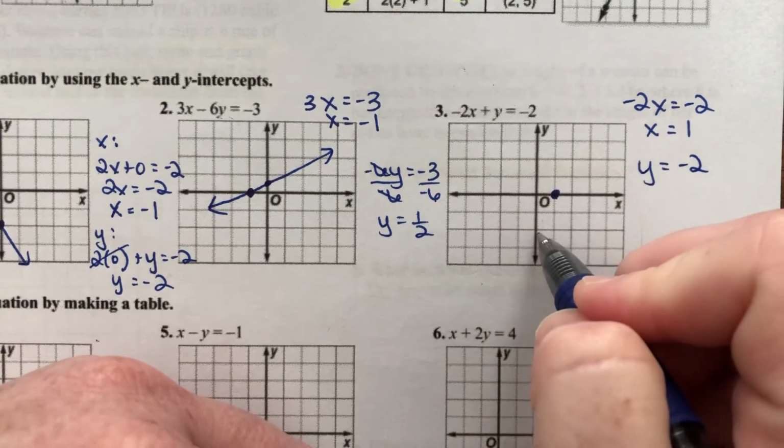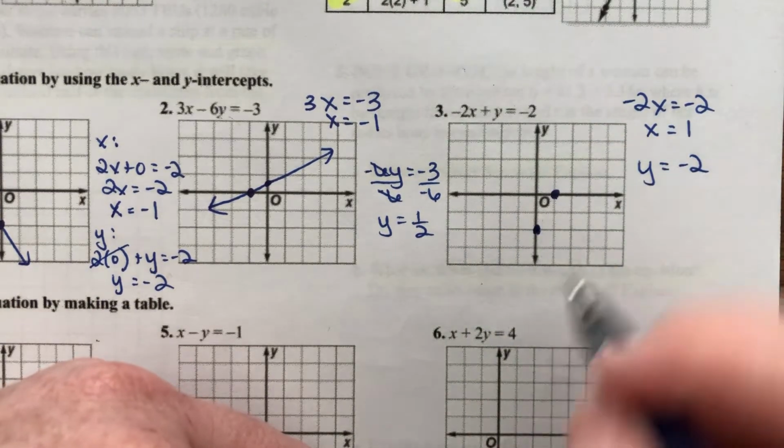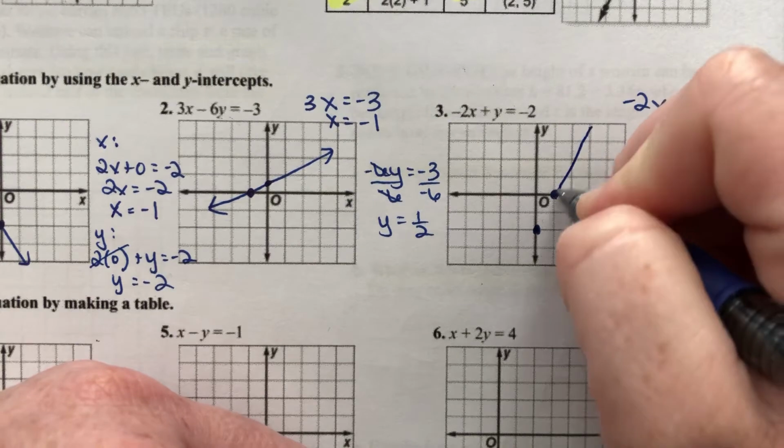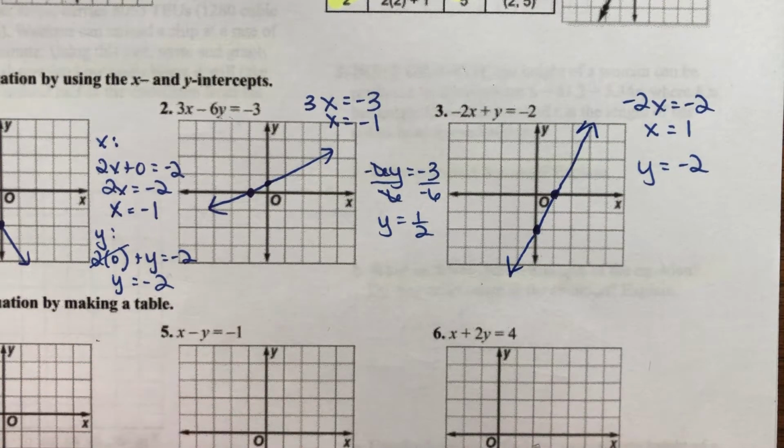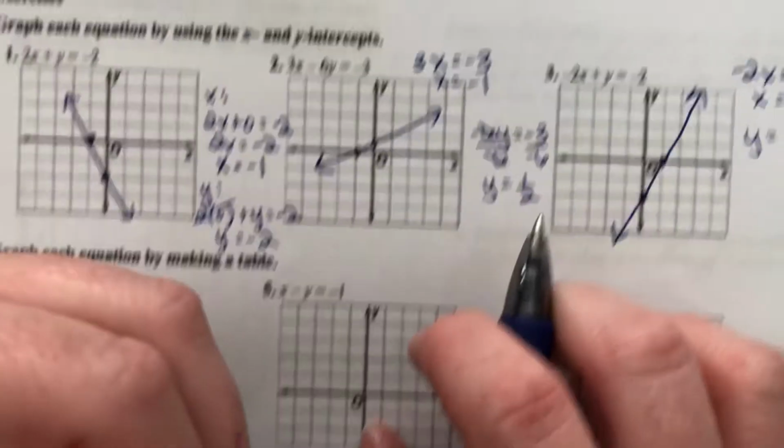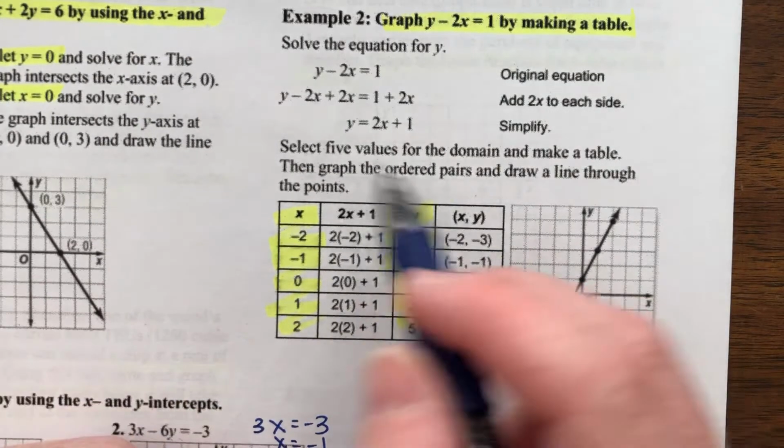On the y-axis, I go down to 2 and put a dot. So I've got my line here, looks something like this. And I'm done. That's it. Hopefully that makes sense to you guys, okay? The other way we can graph is using a table, right?